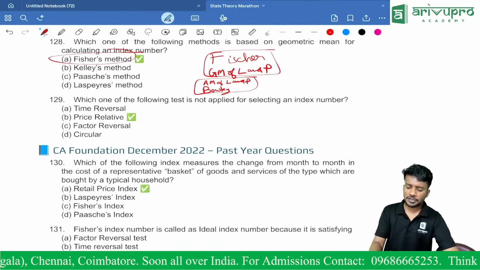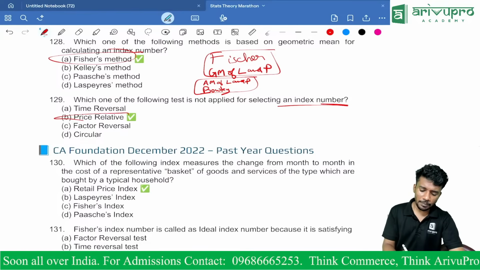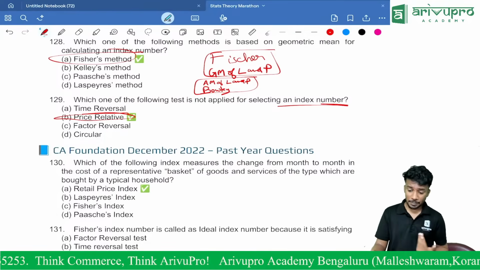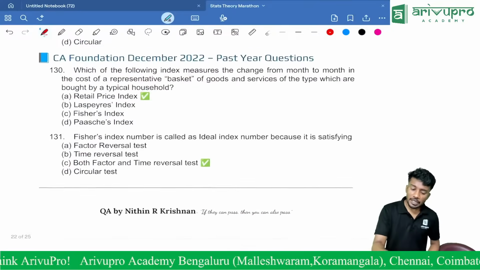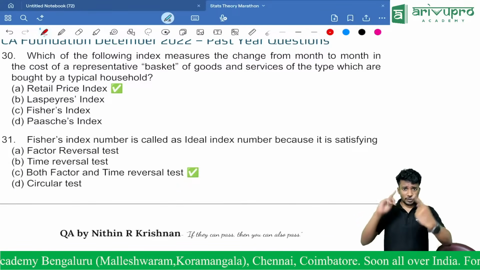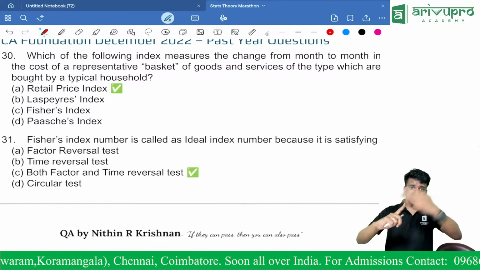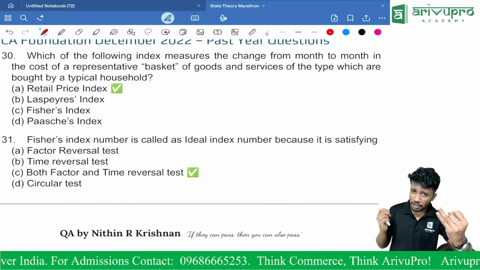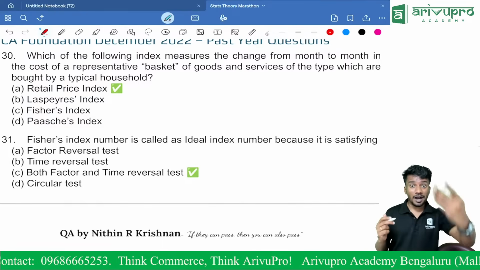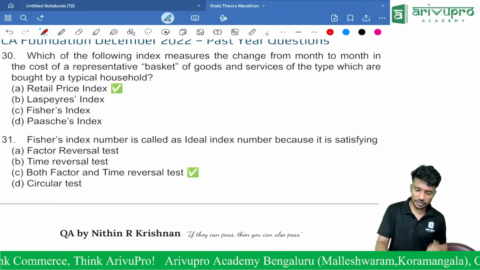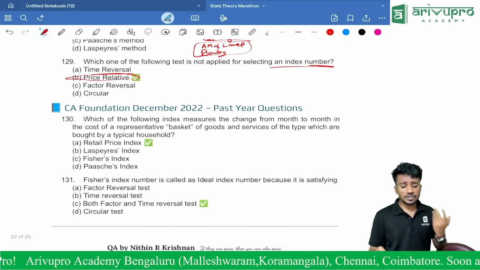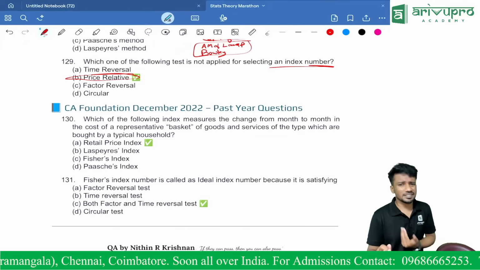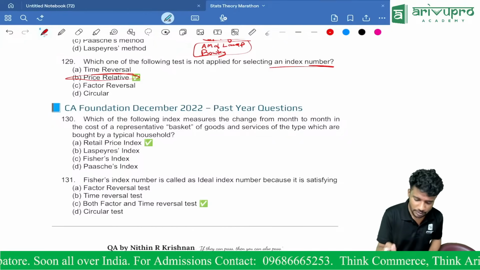Which of the following is not applied for selecting an index number? Price relative, which we are not using as a method for selecting an index number. Then which ones are we using? SAPI is there, SRPI is there, then weighted index numbers like Laspeyres, Paasche, then Bowley is there, Marshall's is there, then Fisher's is there, then factor reversal test, time reversal test, and circular test are there, in order to check the consistency. That's the basic thing.